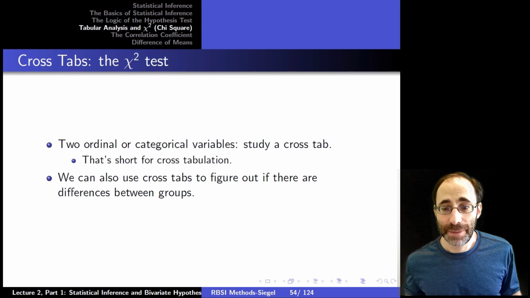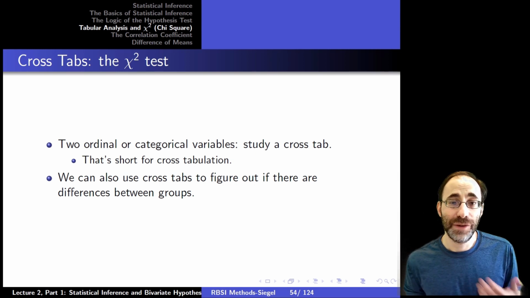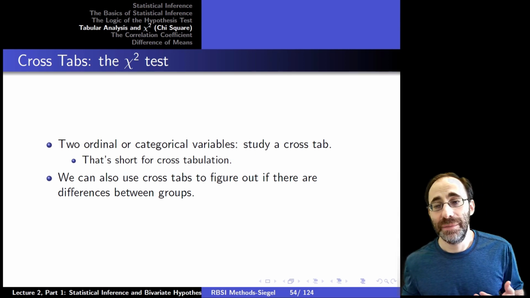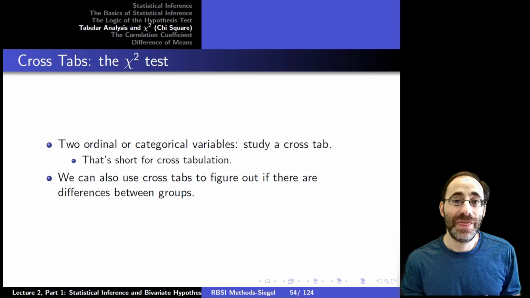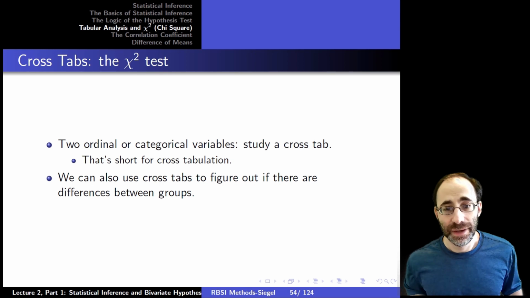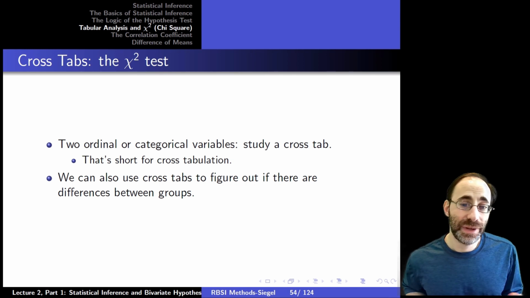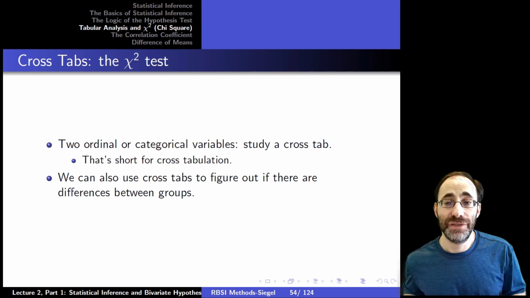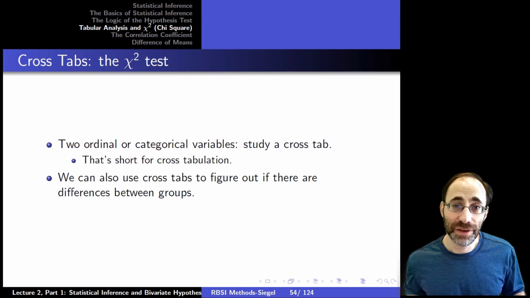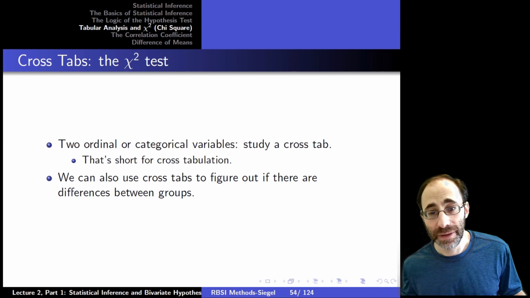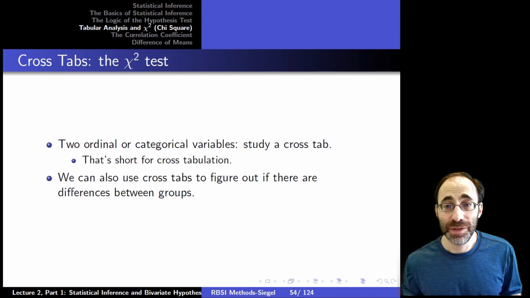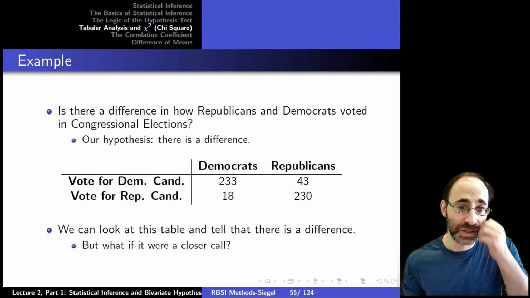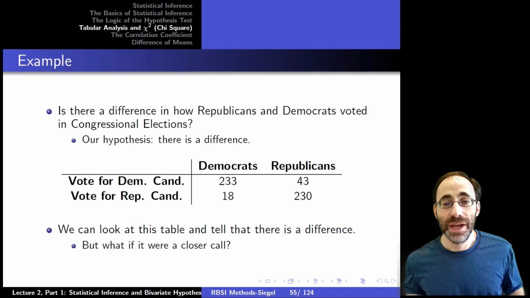To do this, we study a crosstab, which means we make a table of the frequency of combinations of the various variables' possible values, and then we compare them. So crosstabs will get us an ability to assess if the values on the independent variable are correlated with the ones on the dependent variable, and therefore show us if there are significant differences between groups. Okay, so let's do an example and see how this all works.